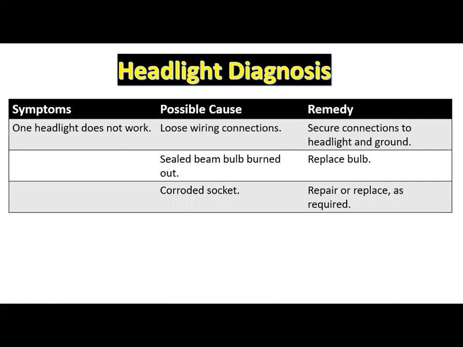Symptom: one headlight does not work. It could be loose wiring connections, so secure the connections to the headlight and ground. Another cause is a sealed beam bulb burnout; just replace the bulb. Another is a corroded socket; repair or replace as required. You have to find out what causes the corrosion. It could be a water leak or a rainwater leak entering into the socket, so you have to find that out.